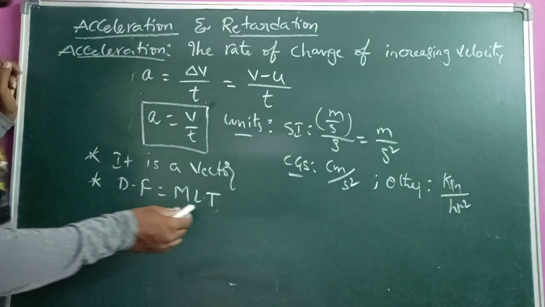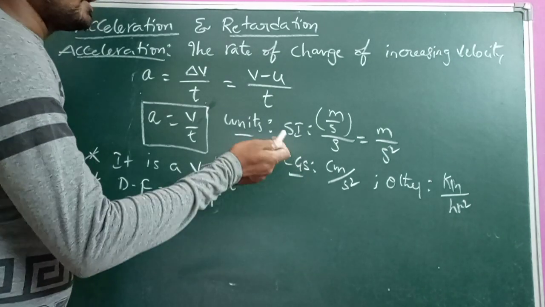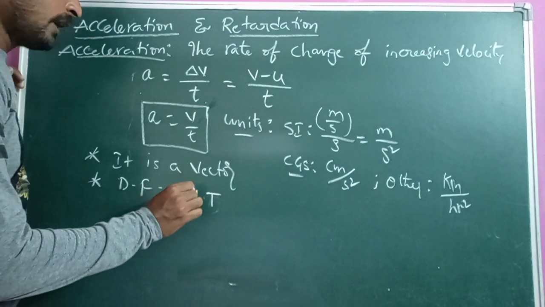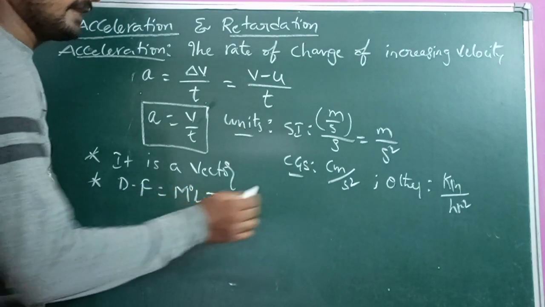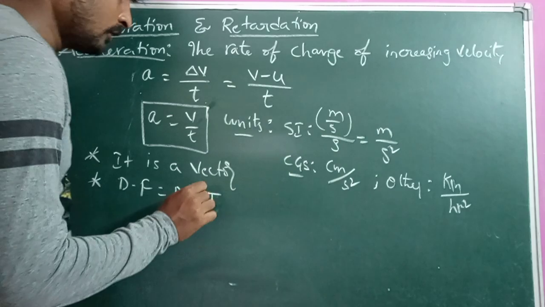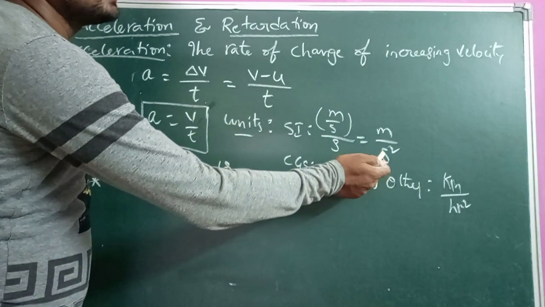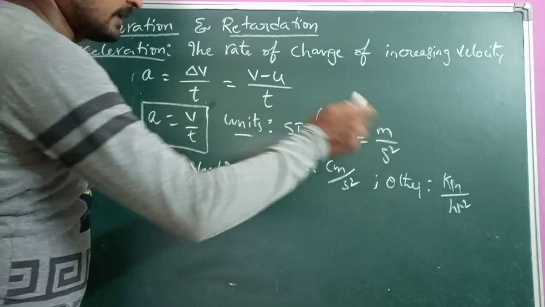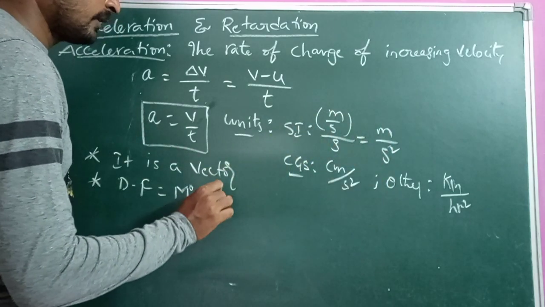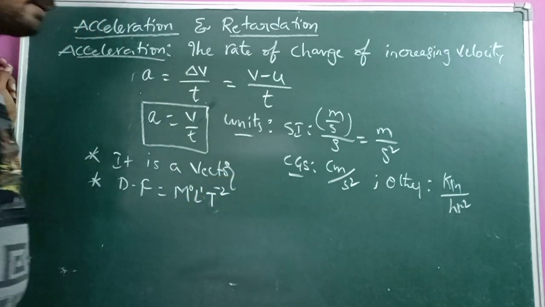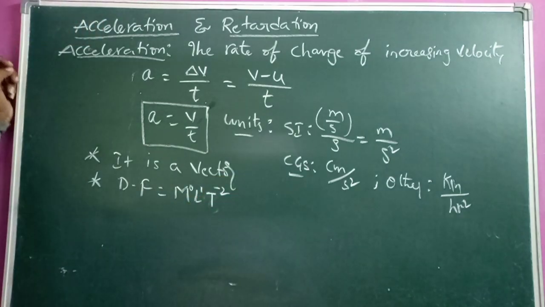M L T. In this formula, is there any mass? There is no mass, so M^0. Is there any length? How many times? Only one time, so L^1. Is there any time? Yes, time is repeated two times. Time is in the denominator, so it is T^-2. M^0 L^1 T^-2 is the dimensional formula for acceleration.